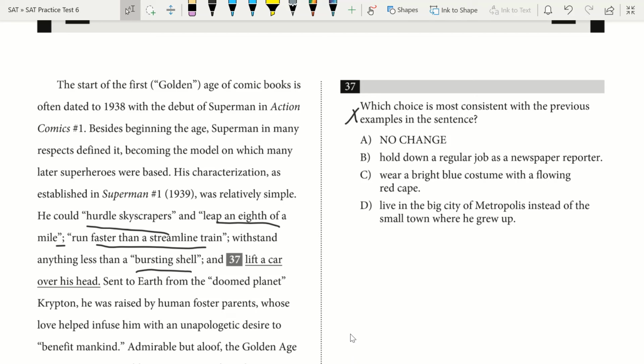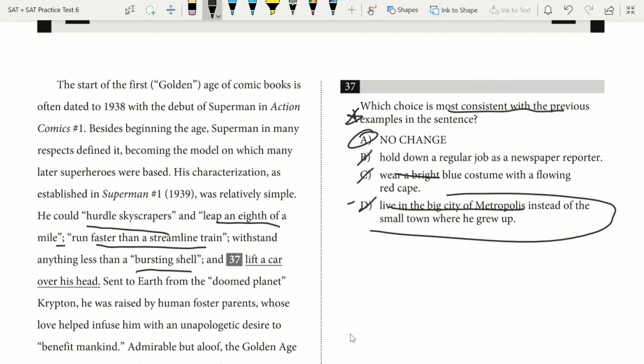And we're asked for an example consistent with the previous. Well, A is consistent with the previous, right? It's him doing things that a normal human can't do, right? Superhero type things. If we look at answers B, C, and D, they're all normal person things, right? So we wouldn't want those examples. We want the example that is heroic, right? So our answer there is going to be A.